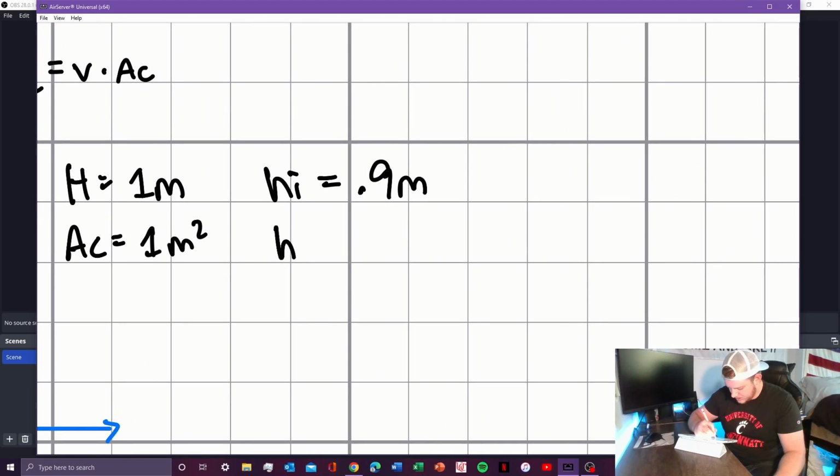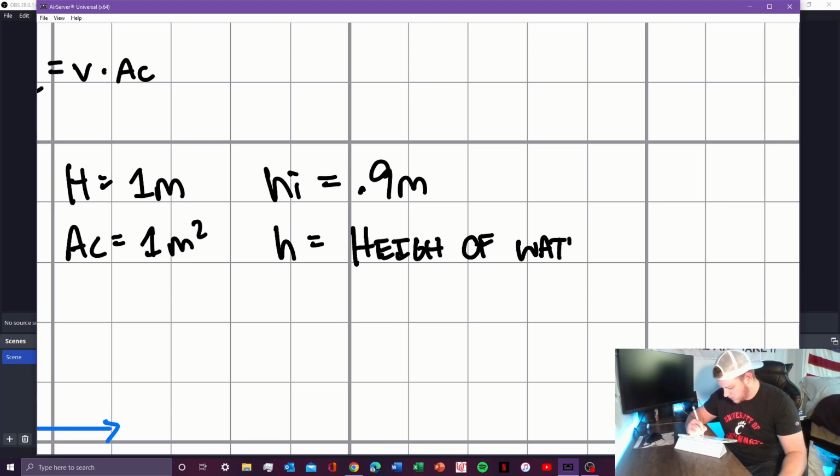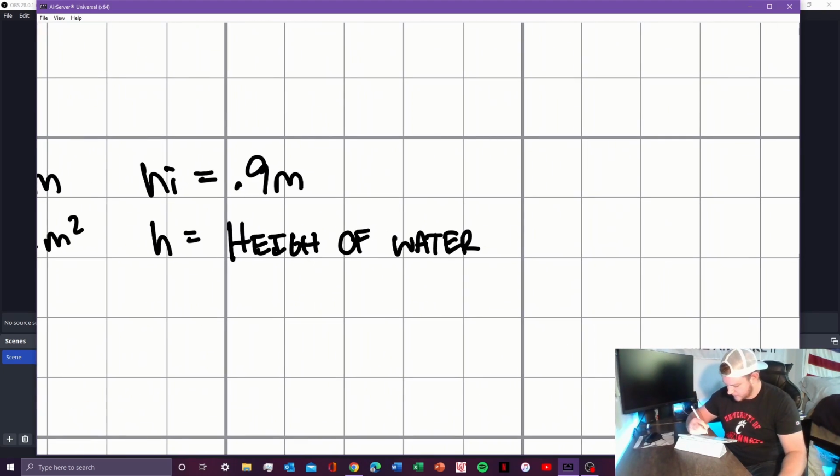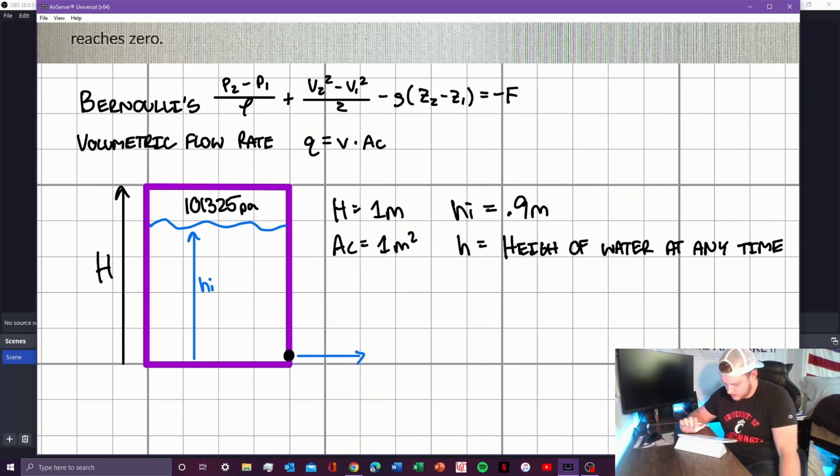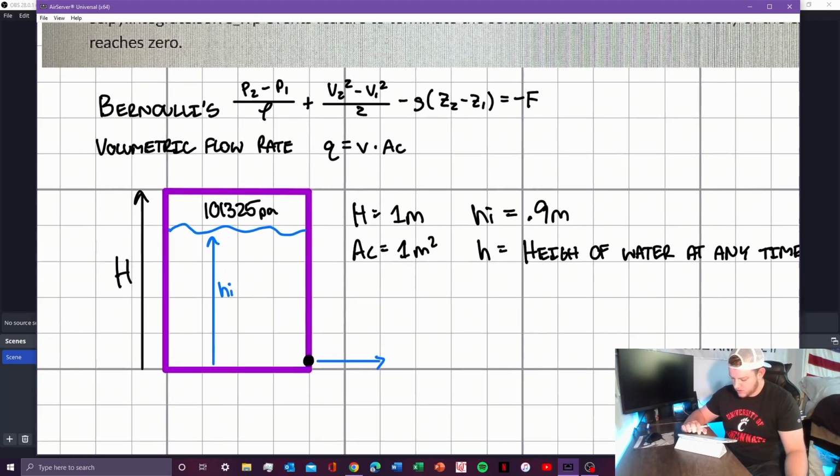We need to know what h is. H is the height in the tank as a function of time. H is the height of the tank at any given time. So as the water level decreases, h will be the height of the water at any given time. What else should we note here? I think that is all for now.